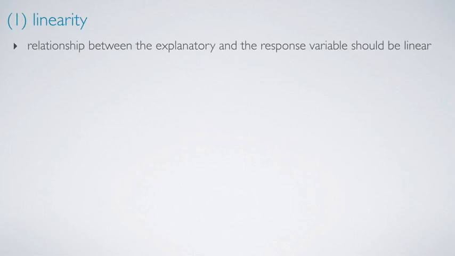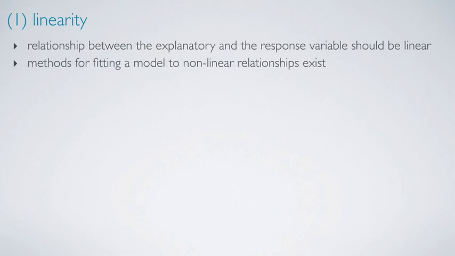First, linearity, which says that the relationship between the explanatory and the response variable should be linear, which makes sense because we're using a linear model to predict the response variable from the explanatory variable. There are indeed methods for fitting a model to nonlinear relationships. However, those are beyond the scope of this course. So for this course, we're going to be sticking with linear models only.